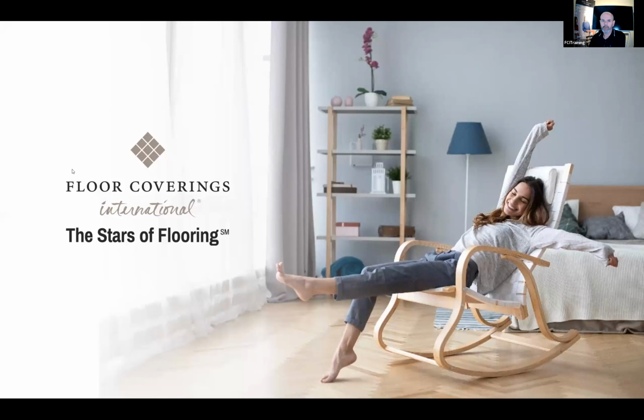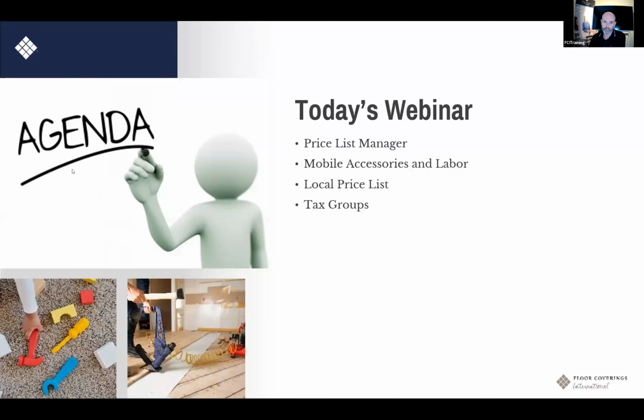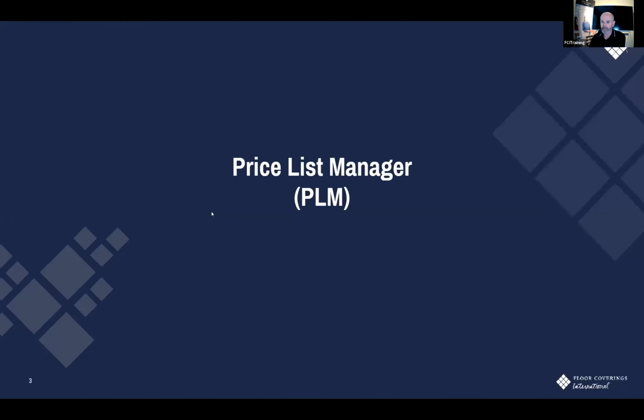Today, we're going to spend our time talking about the price list manager. So there's other things that we're going to talk through. The price list manager encompasses the mobile accessories and labor price list. We'll spend a little bit of time talking about local price list and tax groups, but where we're going to focus the bulk of our time today is going to be on the price list manager and on the mobile accessories and labor price list. So let's dive right in.